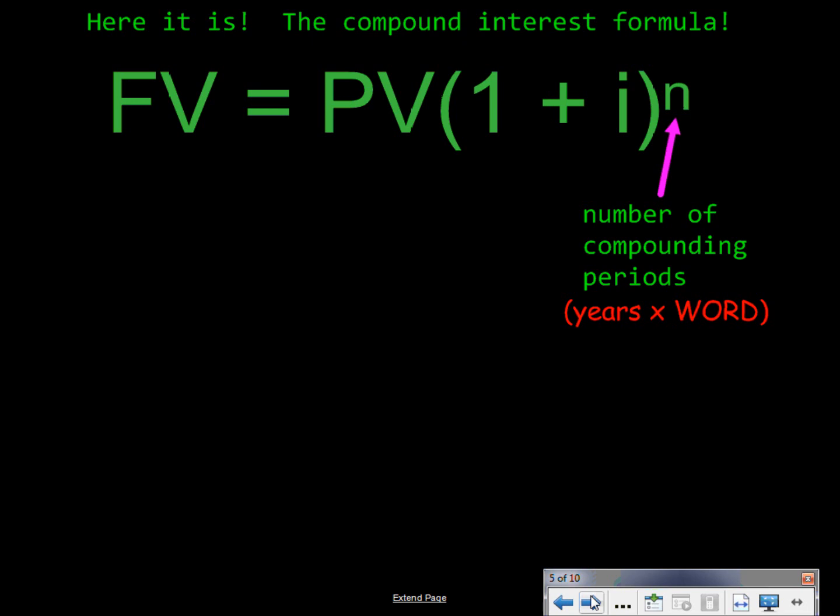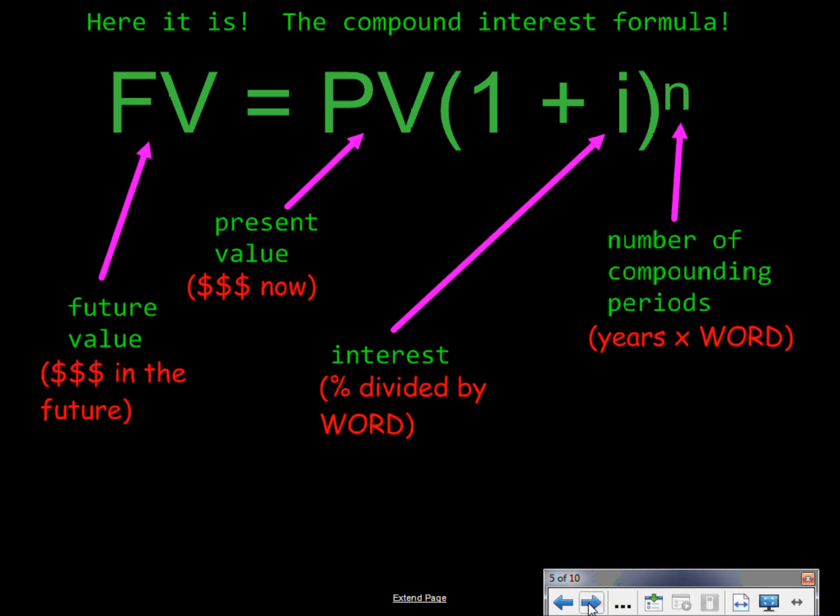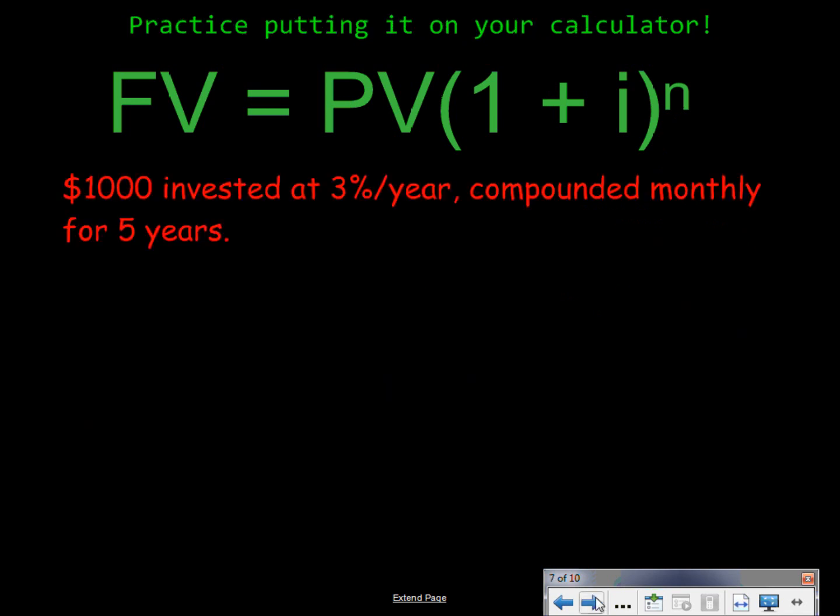It says up on the poster on your right-hand side, if you go down: interest rate as the decimal divided by the number of compounding periods, n, years times the number of compounding periods. Okay, it's all up there. Just remember to use it. Okay, this has everything together. All right, so practice putting it into your calculator.